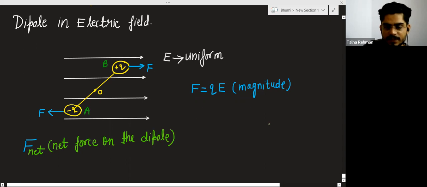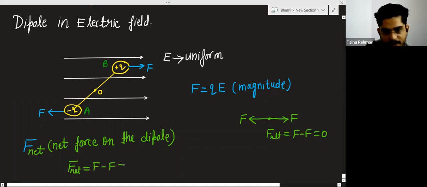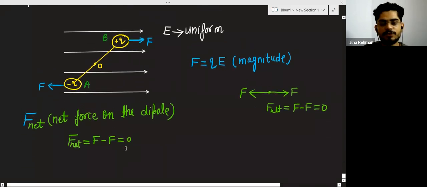We have discussed this in the vectors. When two forces on a system are equal and opposite, then the net force on the system is the subtraction of both the forces, that is 0. Here also, when you calculate the net force on the dipole, you will get F minus F, that is equal to 0. Net force on the dipole is equal to 0.